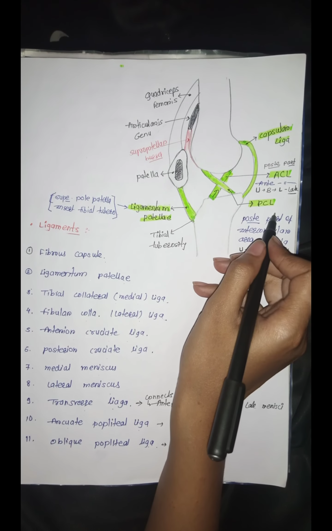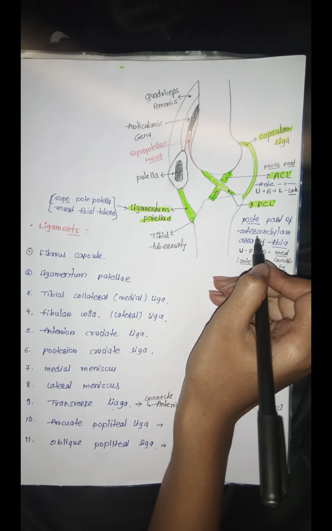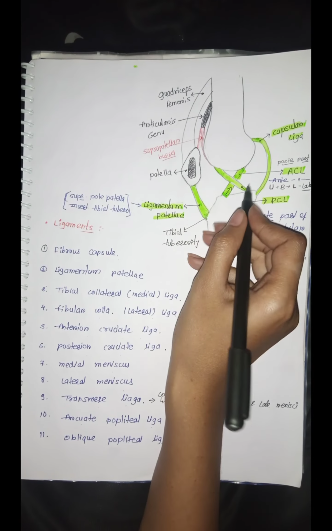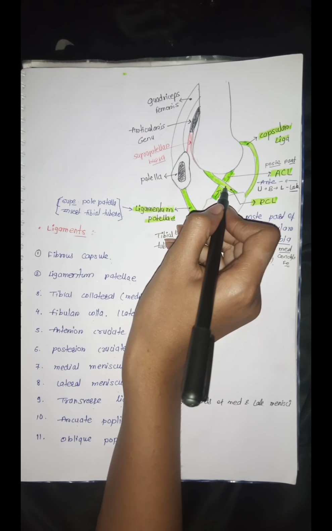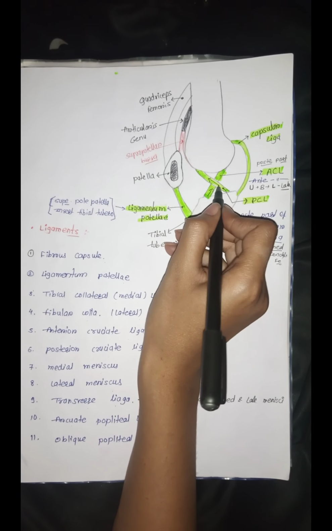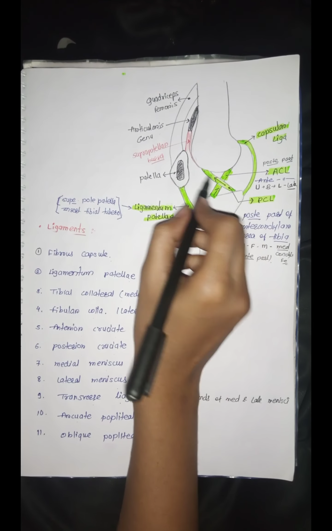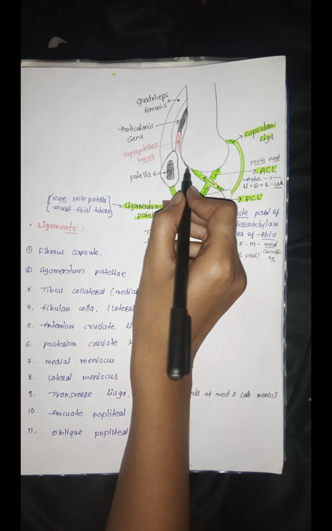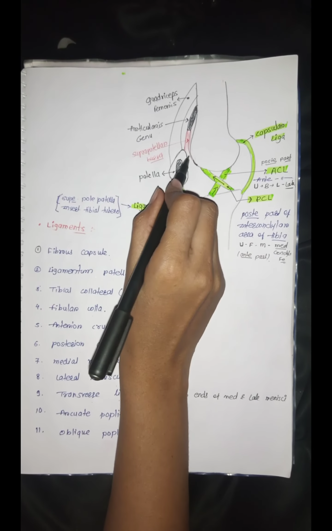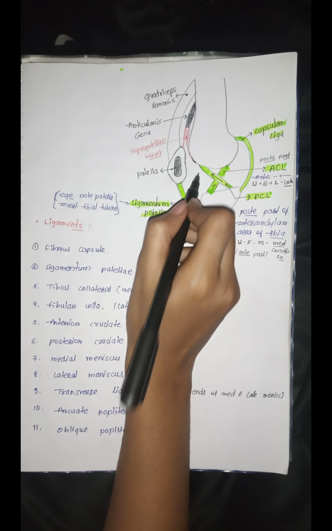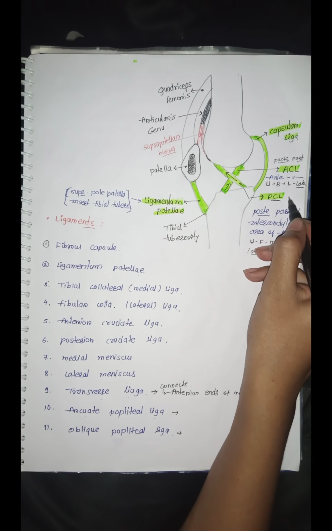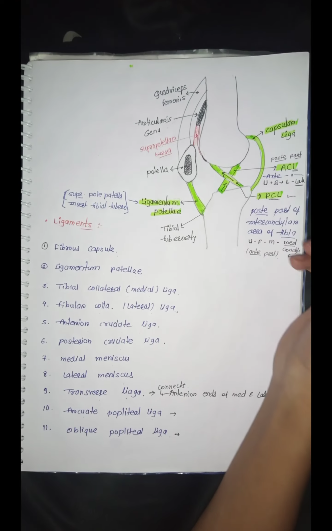Then posterior cruciate ligament. It is attached to the posterior part of intercondylar area of tibia. It runs upward, forward, medially, this is the medial side, to the anterior part of the medial condyle of femur. That is the posterior cruciate ligament. You can remember either one of these two, and the ACL is its opposite.